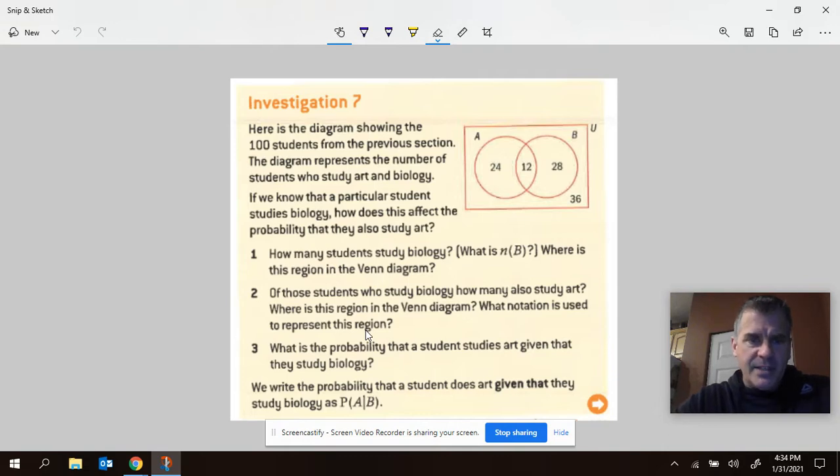The first question asks, how many students study biology? You're obviously going to look inside this B part here. So we're talking about those two numbers, 12 and 28. The number just for biology is the sum of those two, which would be what? What is that? That's 30. That's 40. Is that right?